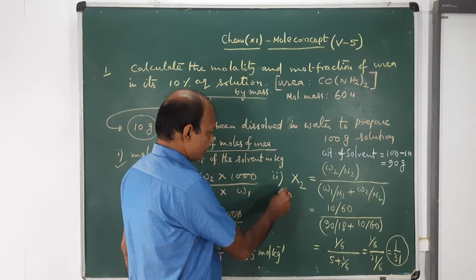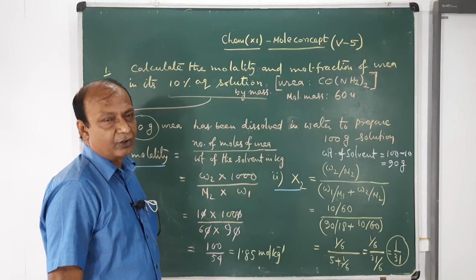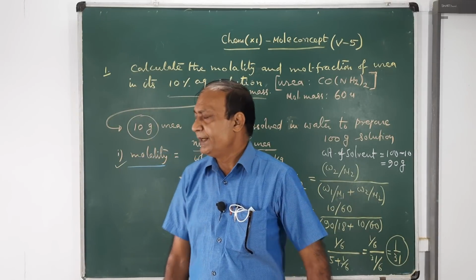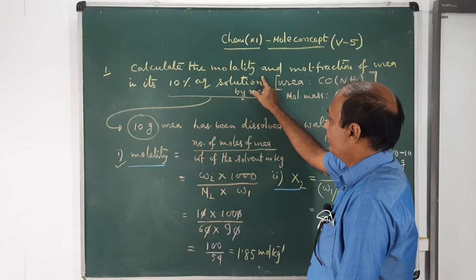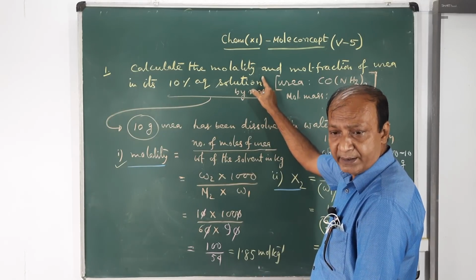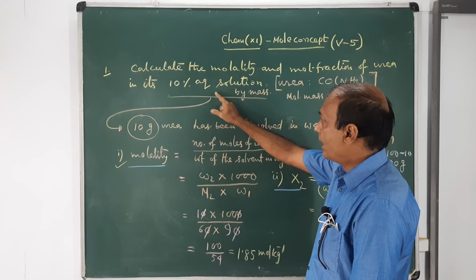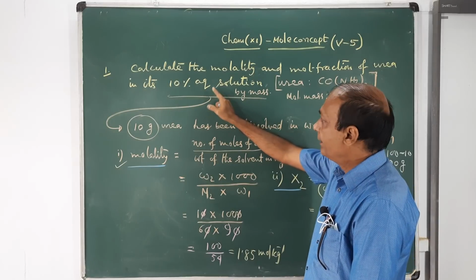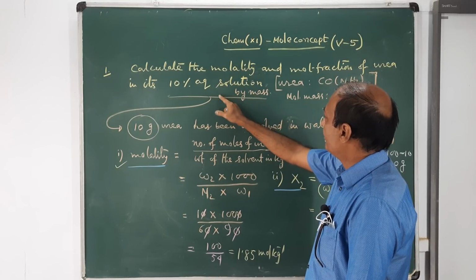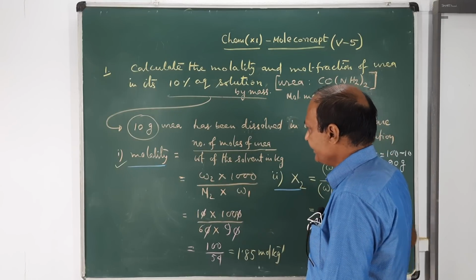Now this is part 1 and part 2. In this way, you will solve it. Okay, so what type is it? It is a type of question in which you can do the interconversion from one unit to another unit. Mass percent is given, mass percent to molality, mass percent to mole fraction. These types of questions can be solved in this way.